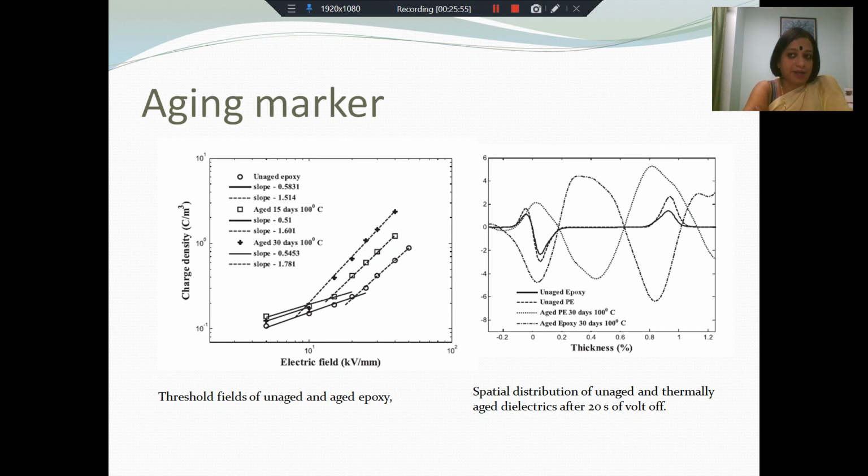And if you then compute this charge density by integrating these curves, you can see that with aging, the space charge density of the material will have gone up considerably. So therefore, space charge density can be used as an aging marker. Once you have the baseline for the virgin samples, the threshold field goes down with aging and the charge density map changes completely with aging of the sample. So in this way, space charge techniques are now being looked upon as a diagnostic tool for HVDC insulation.